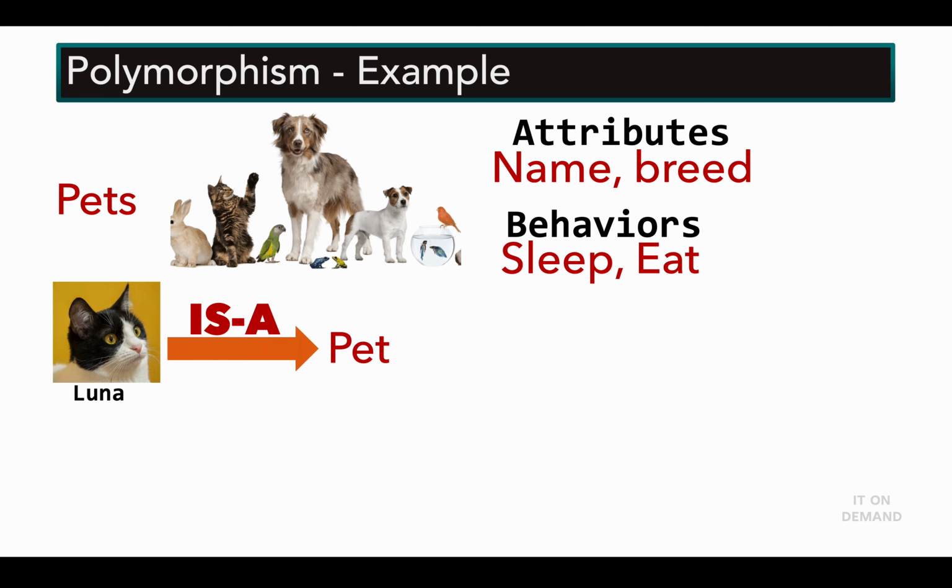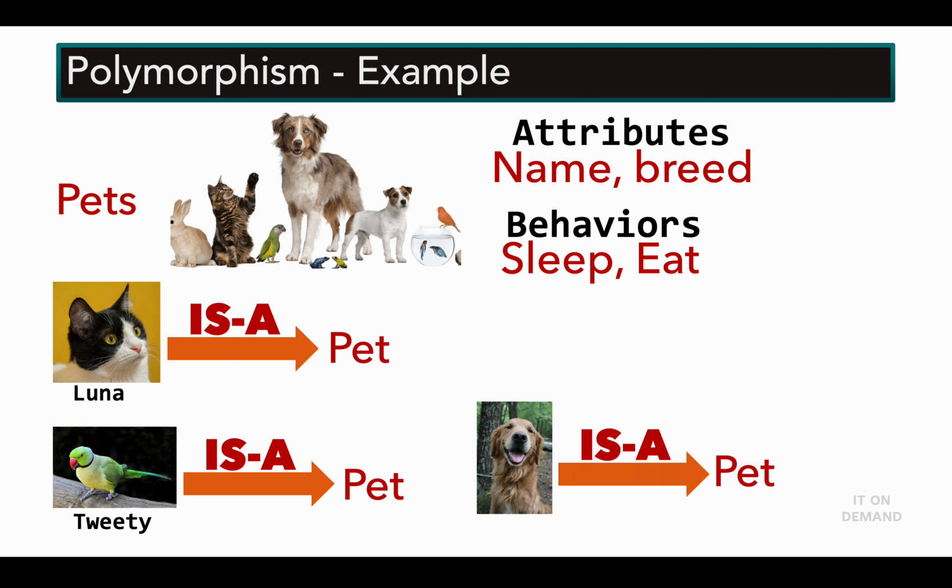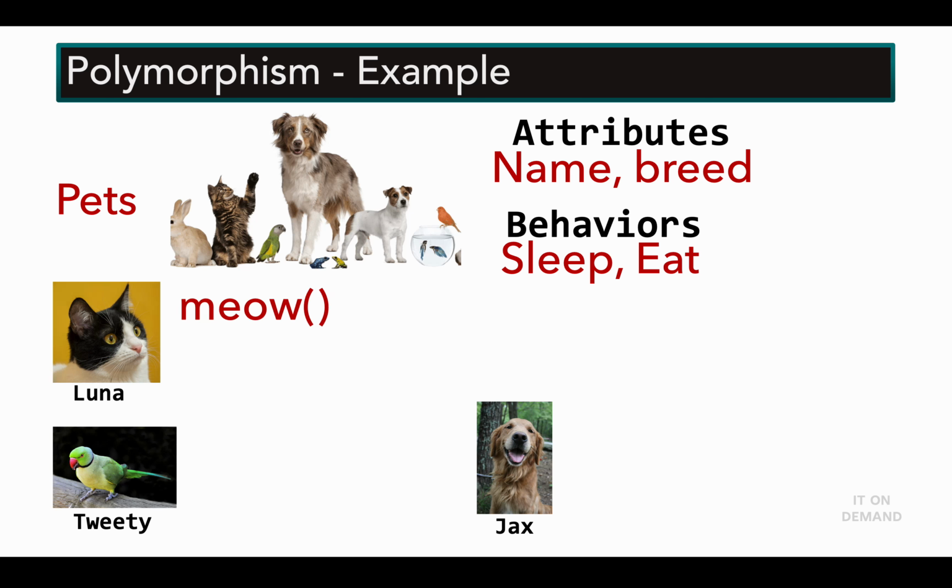And let's say we want to have a cat. We have a cat. The name of the cat is Luna. That cat is a pet, all right? And we can also have a parrot called Tweety, and Tweety is a pet. And we have a dog called Jax. Jax is also a pet. Now you'll notice that even though they are all pets, they are different animals.